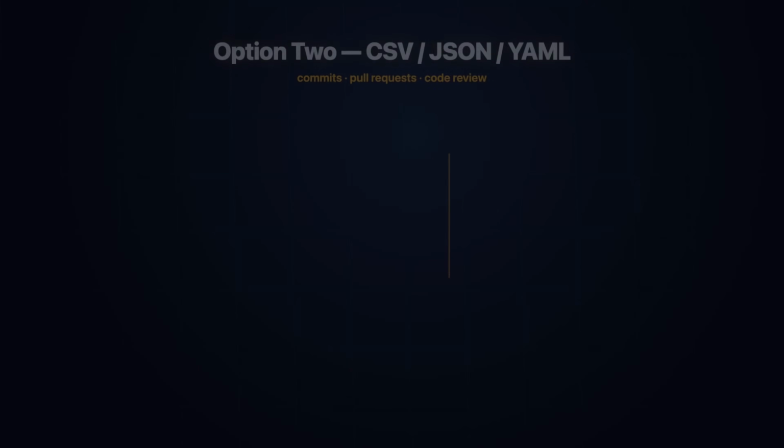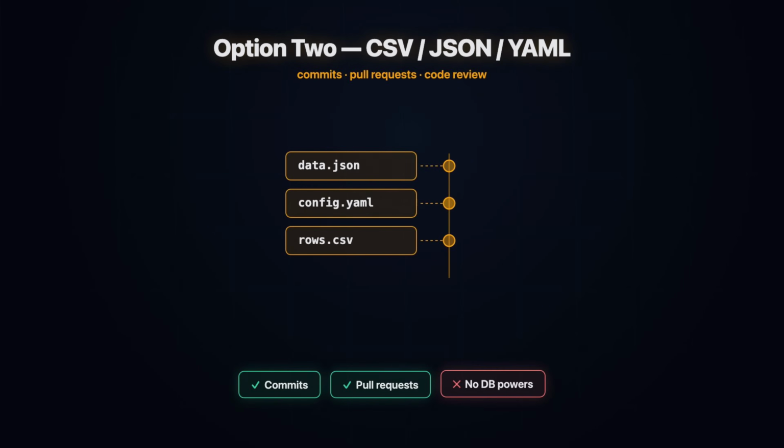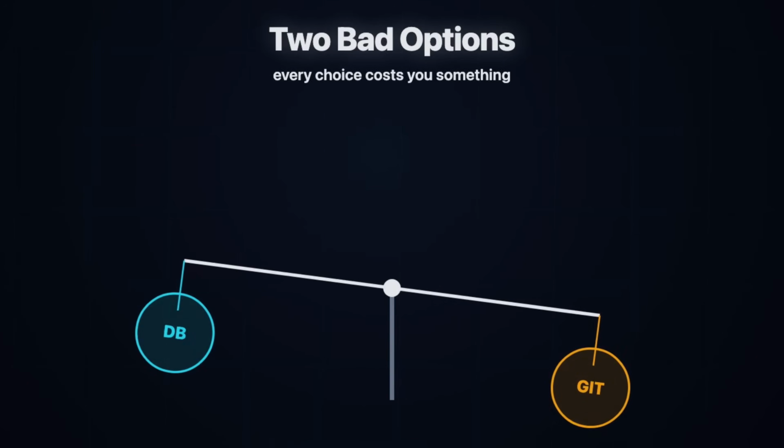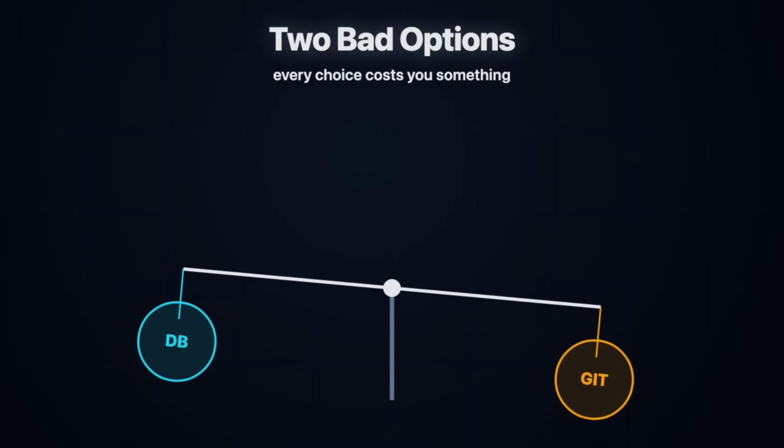Then option two is we put the data in a CSV, JSON, or YAML so Git can actually track it. Now you get commits and pull requests, but you lose things databases are actually good at. No real SQL, weak schema enforcement, painful diffs and merges, and when someone asks, who changed this record? Well, the answer is basically going to be: someone with database access. That's not any kind of real workflow.